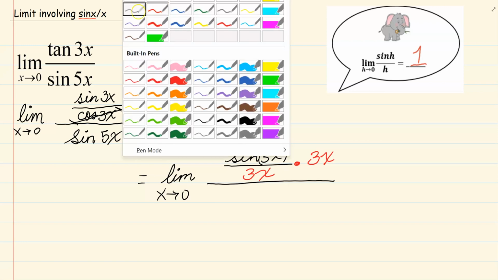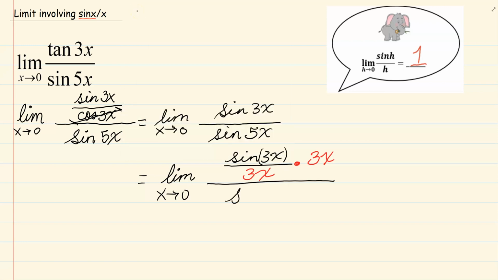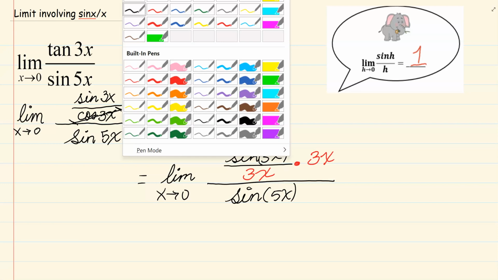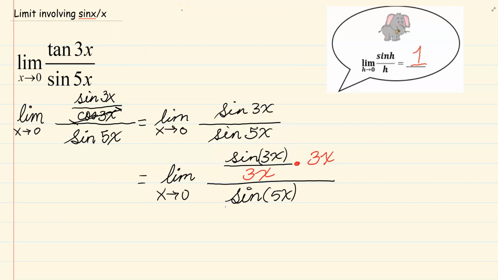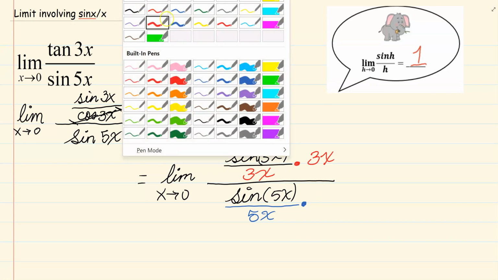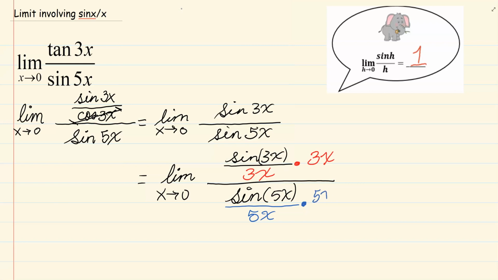The same thing would apply down here on the denominator. You have sine of 5x. Well, when I have sine of 5x, I'm going to want to see 5x down here. Well, I can't just put 5x down there. I have to multiply by 5x on the numerator, because that is multiplying by 1, and that's okay.